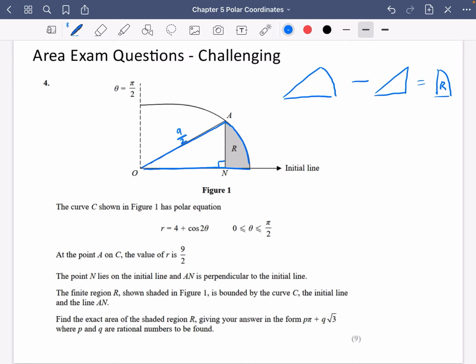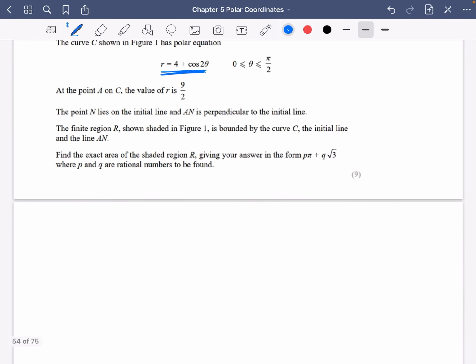So I think we should begin by trying to find out what this angle over here is. I think we're going to have to use this equation to find out what theta is, and we know that r is 9 over 2 at that point. So for part A of the question, or not part A of the question, I'm actually going to find out the angle at the coordinate A. Now we know that r is equal to 9 over 2. So I can say that 9 over 2 equals 4 plus cos 2 theta. So 9 over 2 subtract 4 is a half, so a half is equal to cos 2 theta.